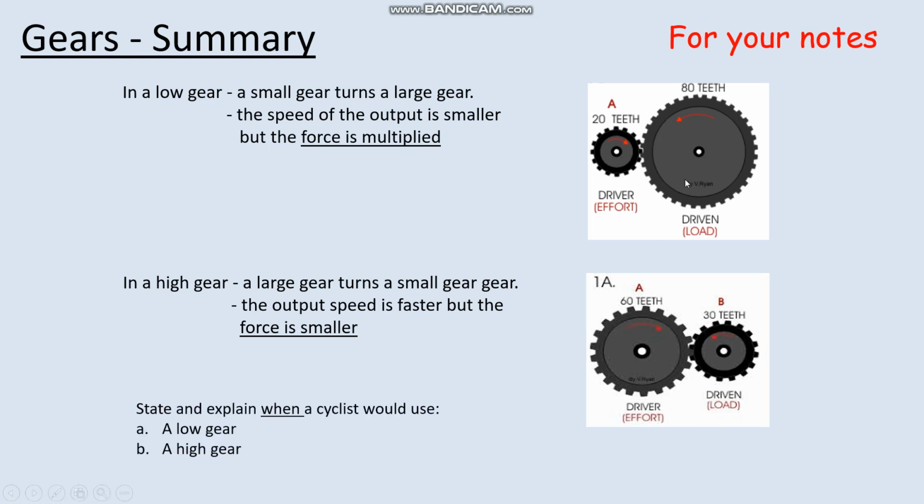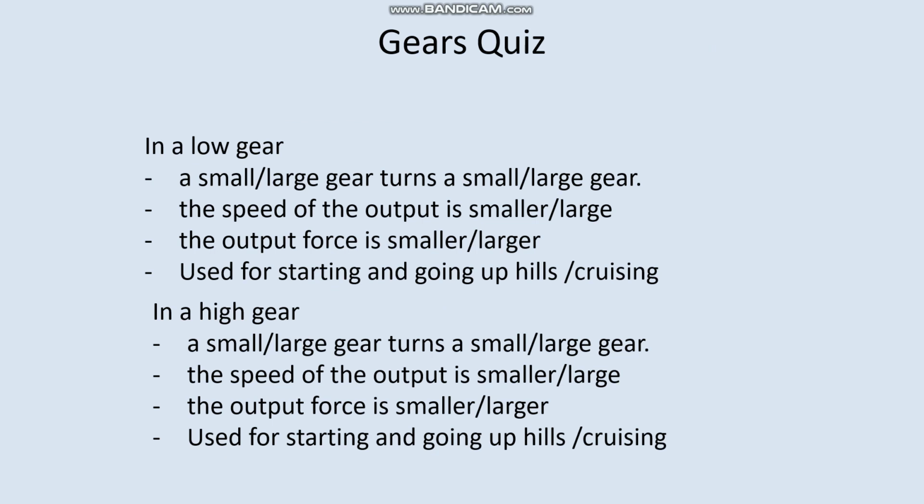Okay, so think about the properties of these two sets of gears. When do you think a cyclist would use a low gear, and when do you think he'd use a high gear, given the explanations here, the descriptions here? Pause the video, have a think about that, answer it in your notes. Okay, hopefully you got that. No need to write this into your exercise books, just study the statements there and select which of the two options in each case is correct. So pause the video, have a read of that, and I'll go through the answers in a moment.